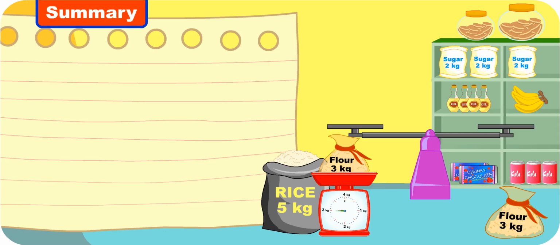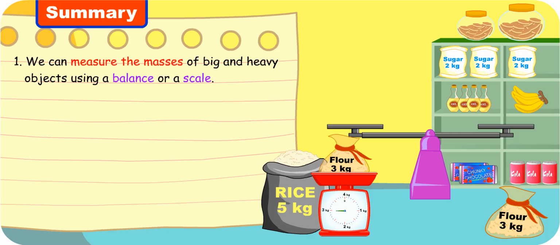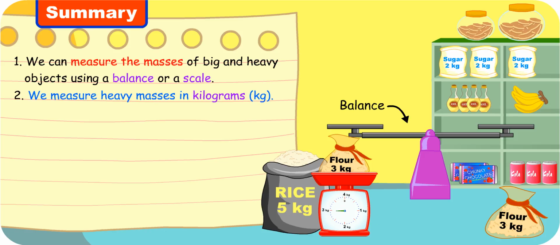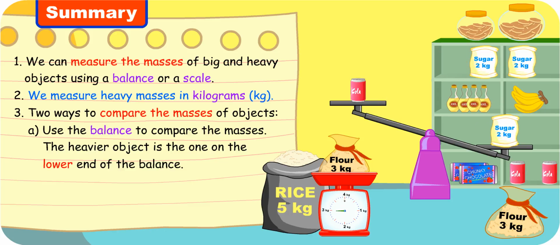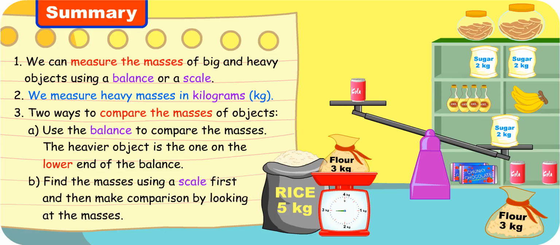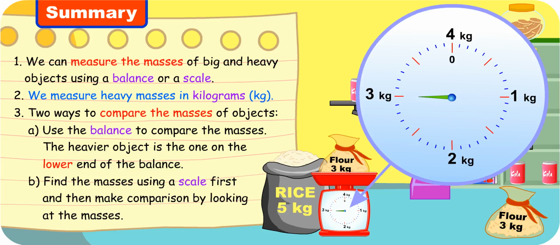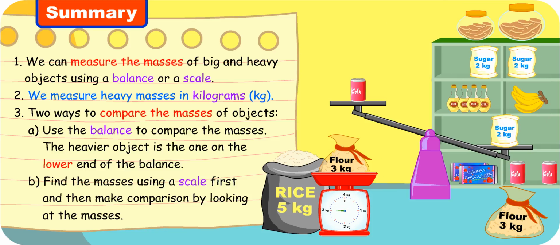Yes, I have learned that we can measure the masses of the big and heavy objects using a balance or a scale. We measure heavy masses in kilograms. There are two ways that we can compare the masses of objects. We can make use of the balance to compare the masses of two objects. The heavier object is the one on the lower end of the balance. We can also weigh the objects using a scale first, and then make comparison by looking at the masses. Excellent work, Turbo Girl.